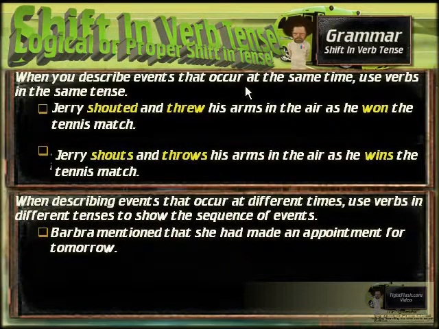Now, of course, we have two clauses here. The main clause, Barbara mentioned, being the verb, Barbara being subject, and she, of course, being the dependent clause, she being the subject, had being the verb. If you notice, mentioned and had made are past tense. But they're not the same past tense. But we needed to make them this way.